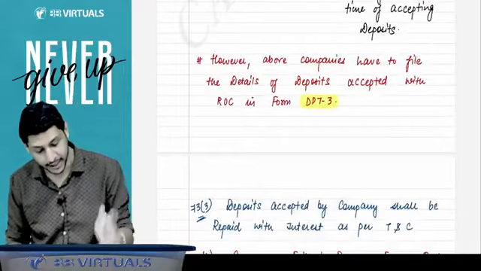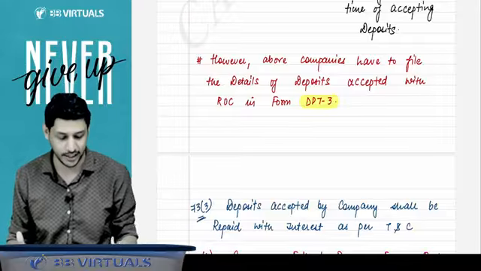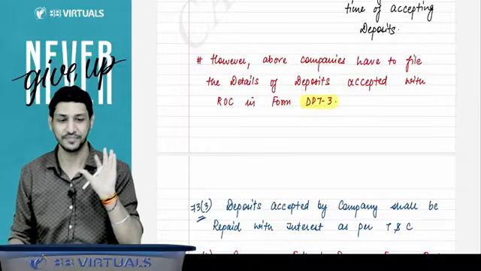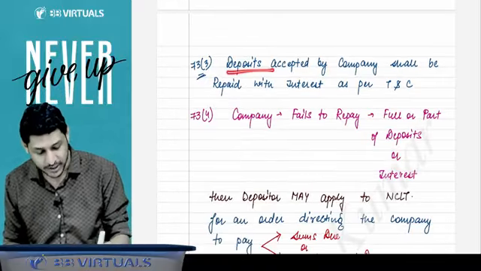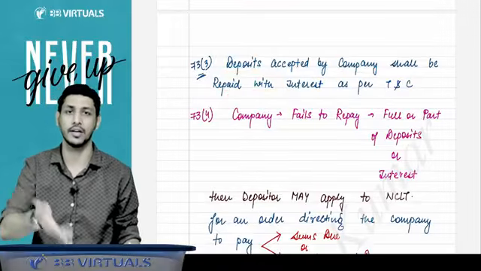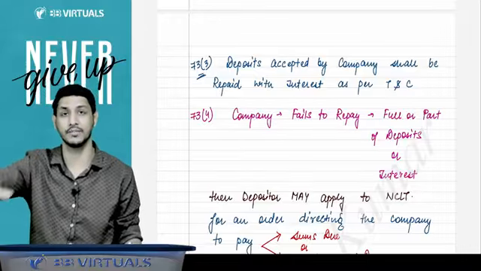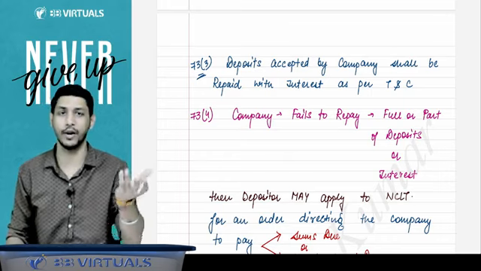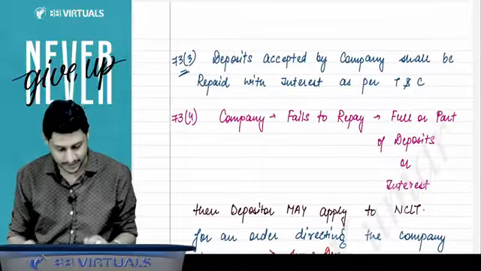Got it, sir. However, when you accept the deposit, you have to file a return of deposits with the ROC in form DPT 3. Then I come to section 73 subsection 3. It says that deposits accepted by the company shall be repaid with interest. You have to repay the interest also as per the terms and conditions decided when you raised the deposits. According to that, you have to pay the interest, whether it is annually, semi-annually, yearly, whatever it is.